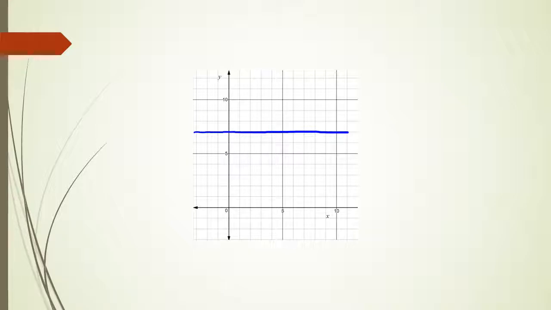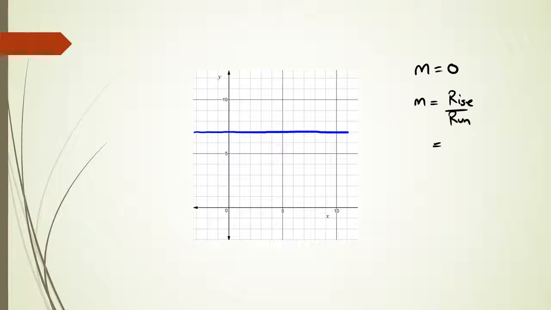All right, so what happens in this case? Well, in this case, the gradient is going to equal 0 because it's not rising up, nor is it going down. How do we prove it? Well, let's have a look. We know that the equation for gradient is rise over run, right?